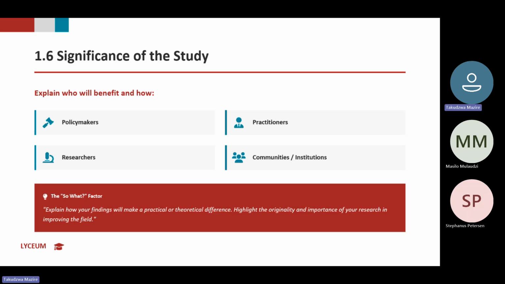This particular section is where you articulate the so what factor of your research. The importance of the study explains who will benefit from your findings. More so, how will they benefit? For example, you can think of policymakers, practitioners in your field, other researchers in the field or academics, or even communities and institutions where you are located, and perhaps not even only where you are located, but also in other jurisdictions.